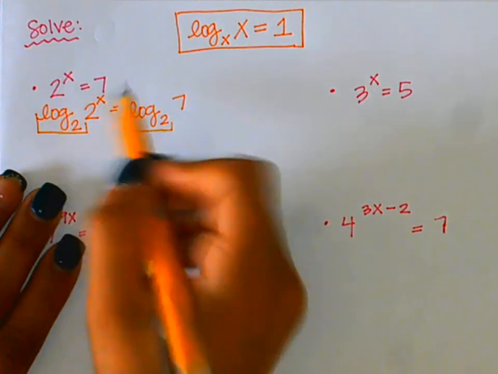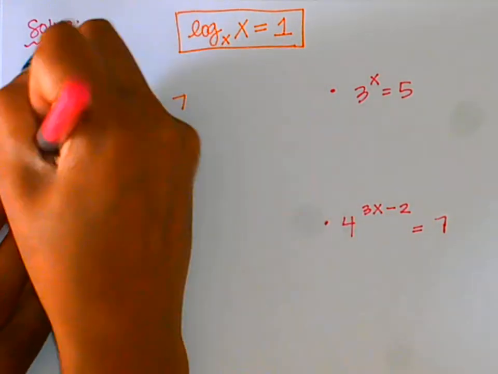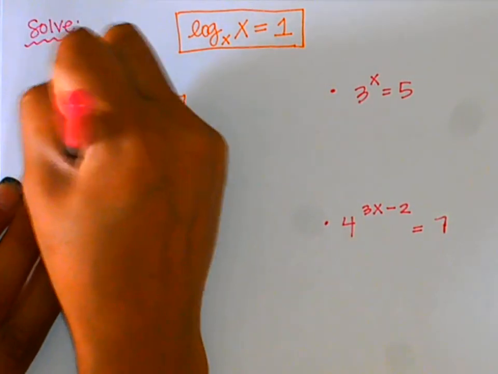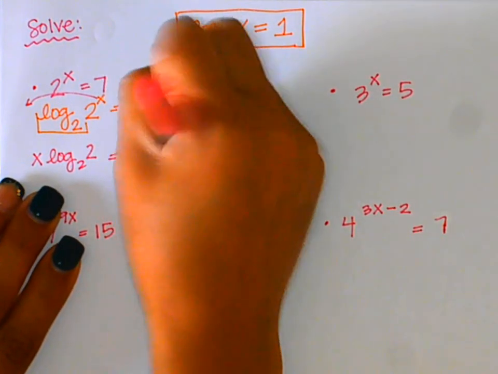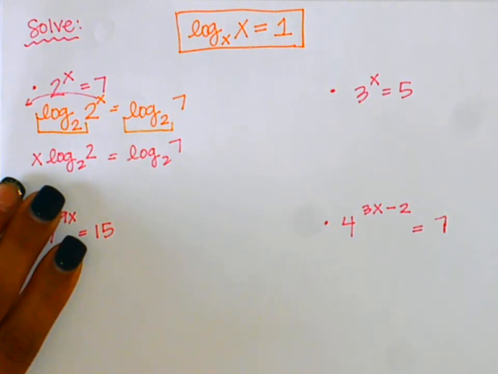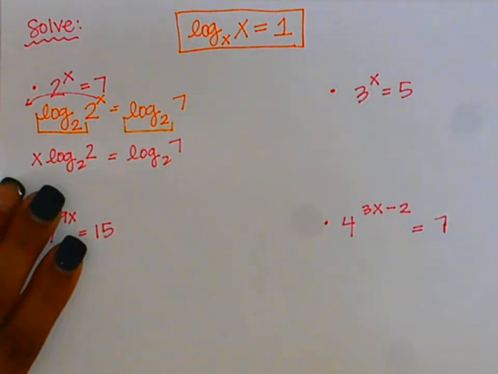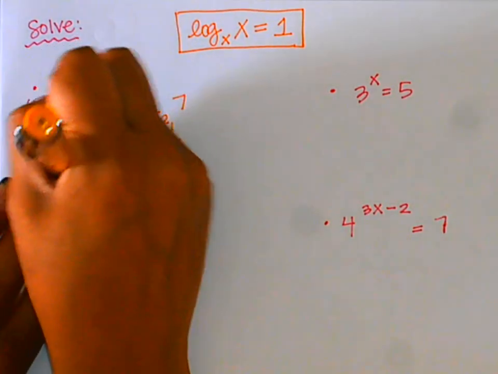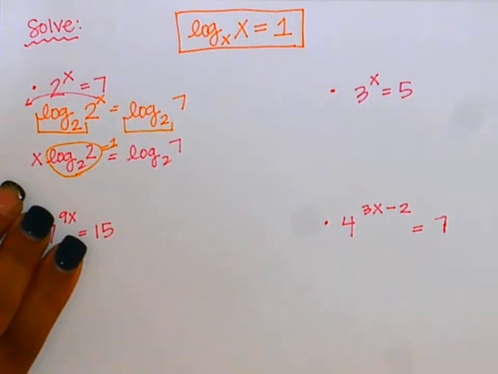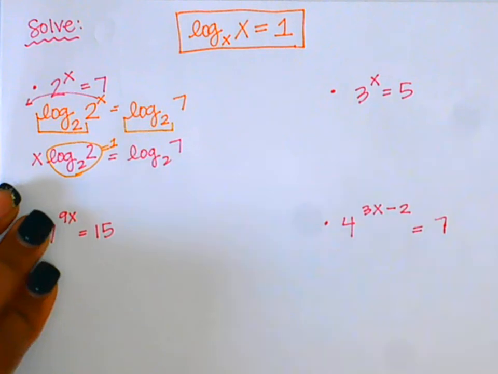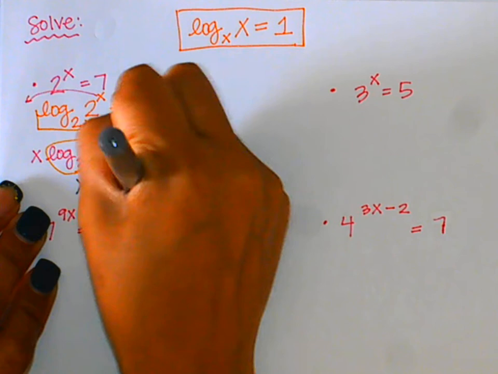So I'm going to apply my property here and bring my exponent out to the front. So I get x log base 2 of 2 is equal to, and nothing happened on this side, so I'm just going to keep it like that. All right, well, if I apply this rule, this part here is just equal to 1. So I can leave this as x is equal to log base 2 of 7.